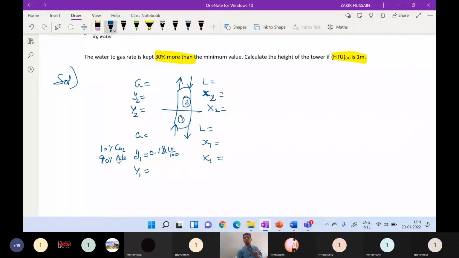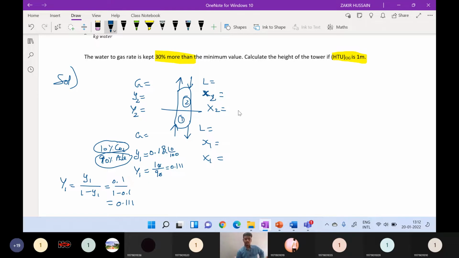Molar ratio is nothing but moles of one component divided by moles of the other component. So we can do 10 divided by 90, that is 1 by 9, so 0.111 you will get. Or otherwise small y can be converted to capital Y. So Y1 is equal to small y1 divided by 1 minus small y1, that is 0.1 divided by 1 minus 0.1. So this also you will get 0.111.